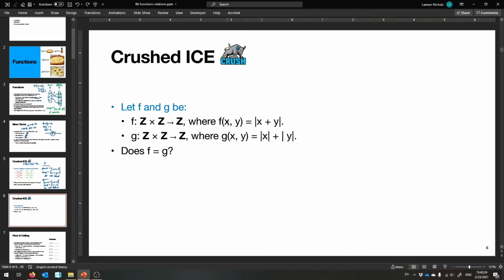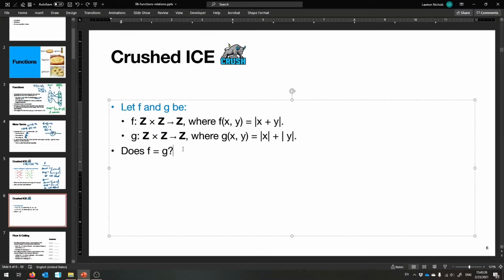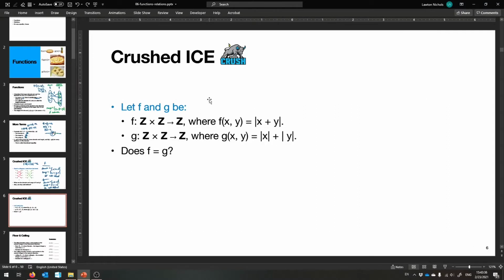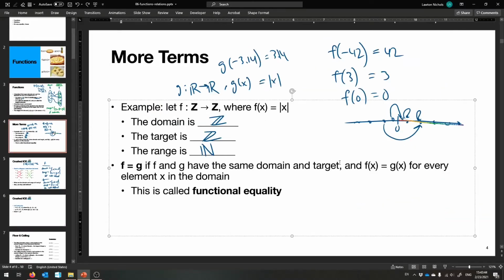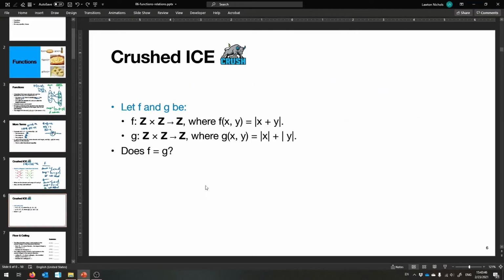So another example for you. I want you to discover, figure out if f is equal to g. So I've defined f to be this and g to be this. They involve absolute values. Tell me if f equals g. Okay? So to determine this, we should maybe go back to our definition. They have to have the same domain and target, first of all. Do they? Yes, it looks like these are the domains, these are the codomains, they check out.